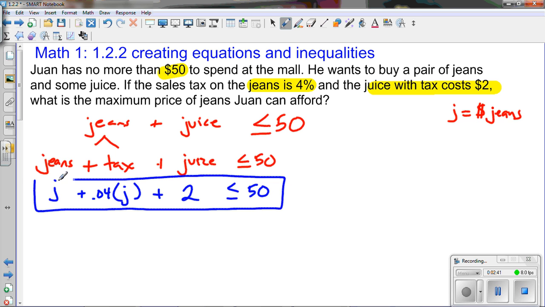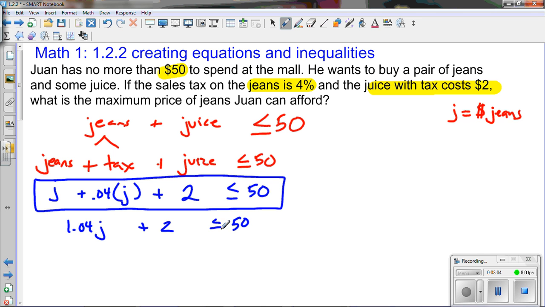Okay, so now what we want to do is simplify it. Notice these two items are like terms. They both have to do with the price of jeans. So 1 jean plus 0.04 jeans is 1.04 jeans. And we still have this. Now, a lot of people are saying, well, I can do this in my head logically. Well, we want to support it with the algebra and show you how logic and algebra are the same thing.